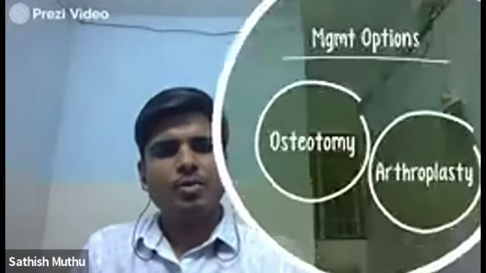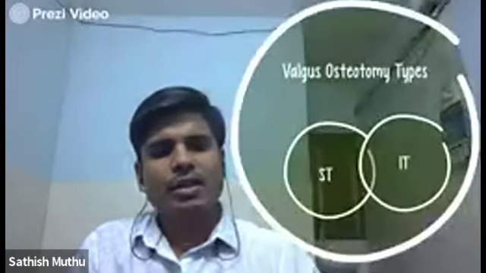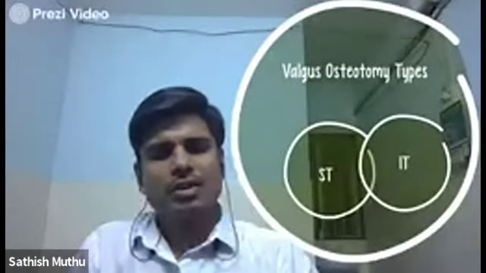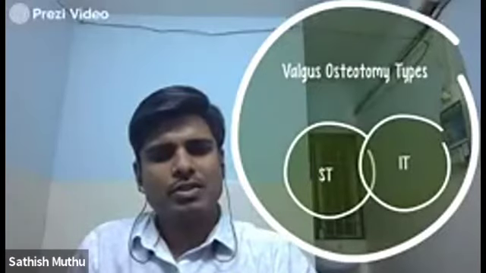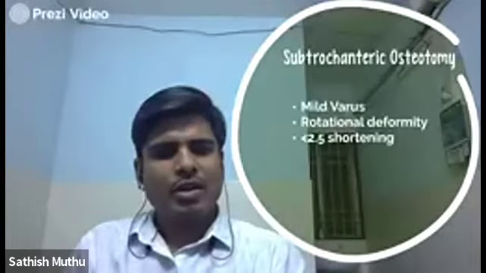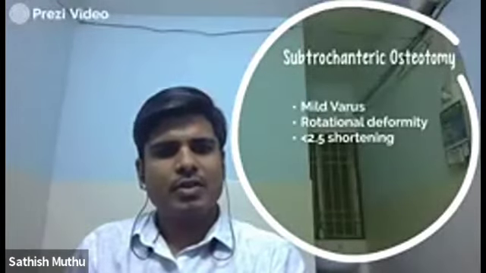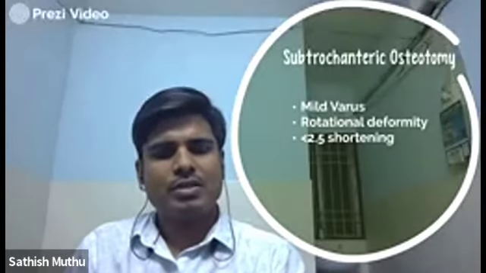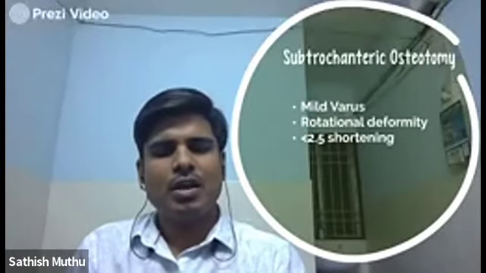Considering osteotomy as our option, that is valgus osteotomy, as I was saying before. Because he has a coxa vara, we will neutralize it with the valgus osteotomy, and the lateral limb by a closing wedge osteotomy. Depending upon the location, it is categorized into two ways. Either you do it in the subtrochanteric region or in the intertrochanteric region. A subtrochanteric osteotomy is ideal in a case of mild varus with not much rotational deformity and shortening less than 2.5 centimeters.